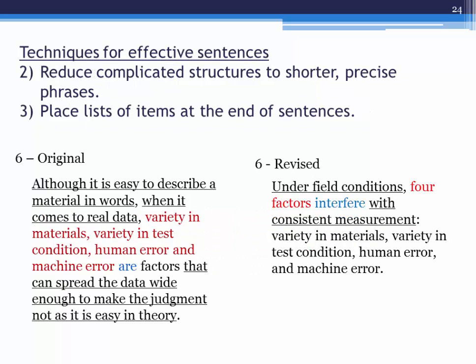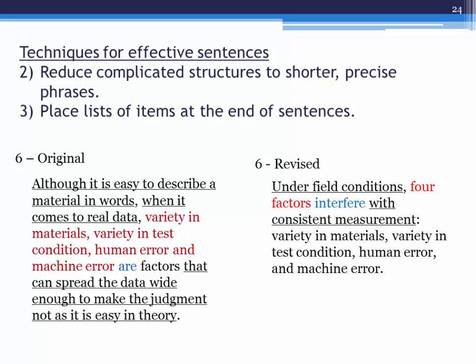Now let's look at a revision for sentence 6. In the revision, the very long introductory structures were changed to "under field conditions." The subject of the sentence was reduced to 4 factors, and the 4 factors themselves were given as a list at the end of the sentence. It is much easier for readers to take in a list of items after they know the subject and verb of the sentence.